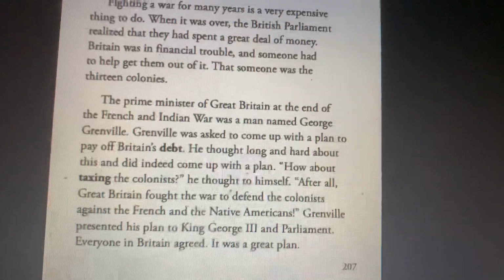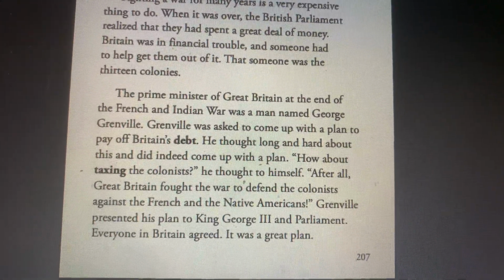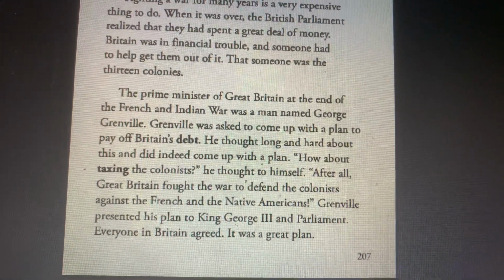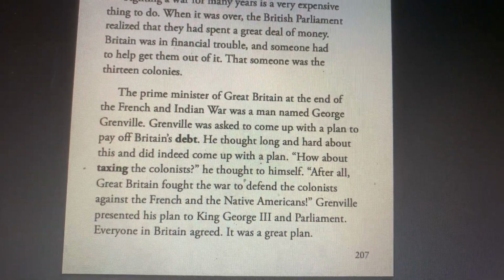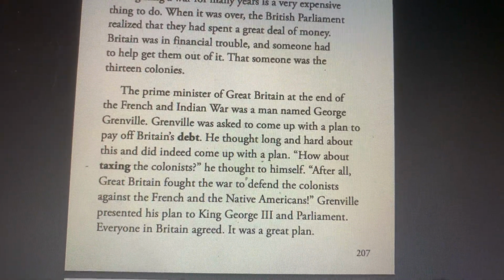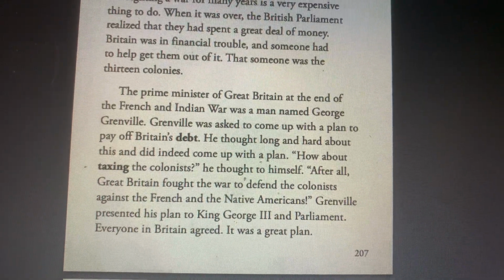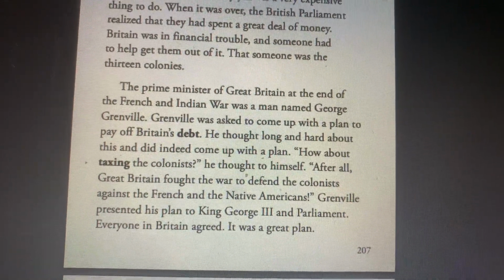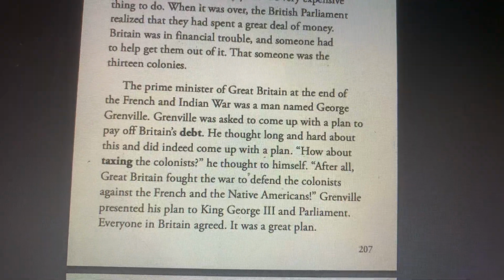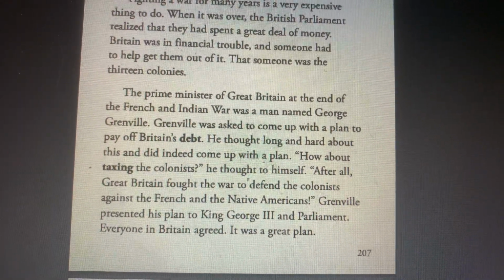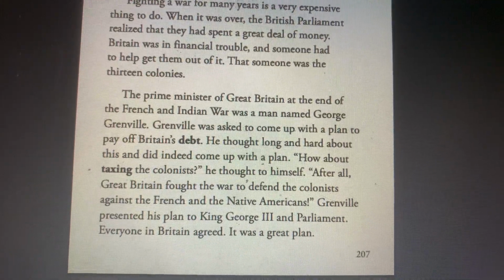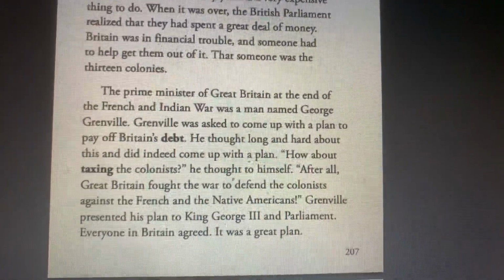The Prime Minister of Great Britain at the end of the French and Indian War was a man named George Grenville. Grenville was asked to come up with a plan to pay off Britain's debt. He thought long and hard about this and did indeed come up with a plan. How about taxing the colonists, he thought to himself. After all, Great Britain fought the war to defend the colonists against the French and the Native Americans. Grenville presented this plan to King George III in Parliament. Everyone in Britain agreed. It was a great plan.